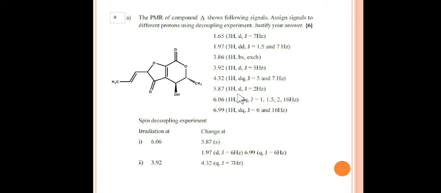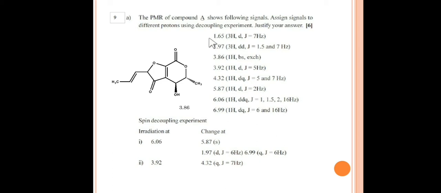This broad singlet, exchangeable, at 3.86 is nothing but the OH proton. There is no other exchangeable proton in this compound. So I will assign 3.86 to OH, and I can also see that there are two CH3 groups in this molecule, this CH3 and this CH3. Also there are two signals which are of 3H. That means these 3H signals are the CH3 signals.